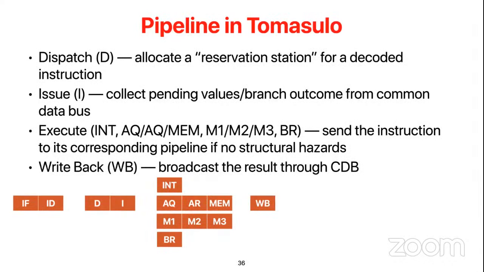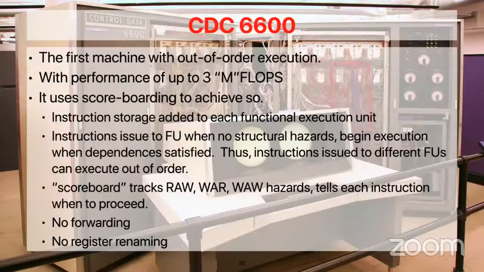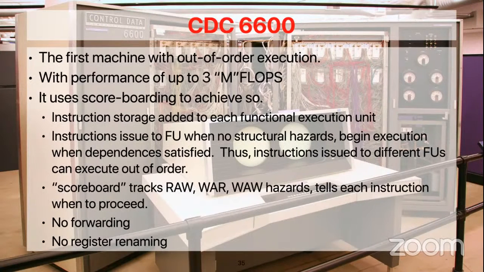The basic idea of scoreboarding is that there is instruction storage attached to each functional unit. So each functional unit has its own instruction queue, and an instruction will be able to issue to a functional unit if the structural hazard is resolved, and it begins execution when dependencies are satisfied. Instructions that belong to different functional units can execute out of order. So that's the basic idea of scoreboarding. But they have a distributed instruction storage for each functional unit.